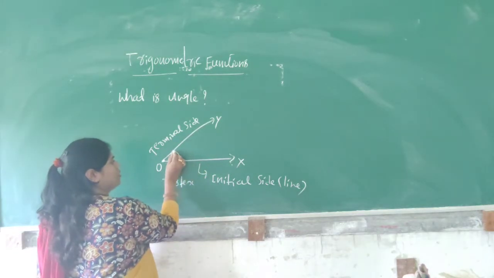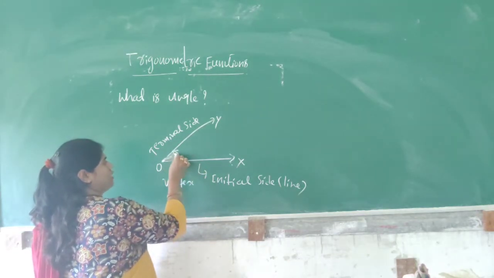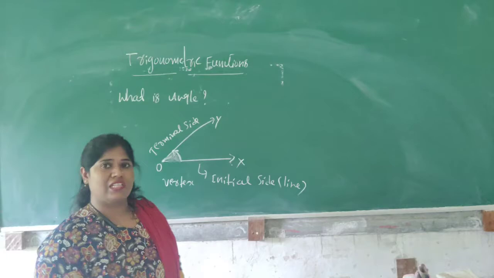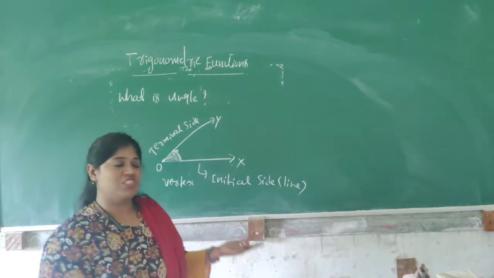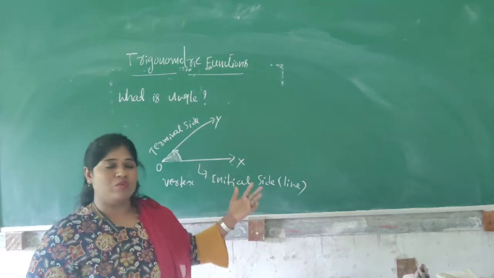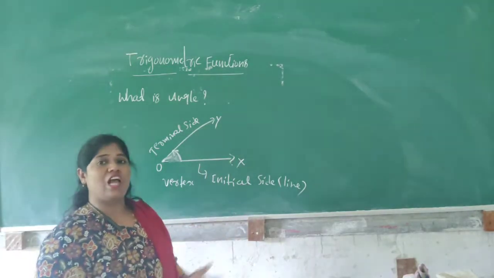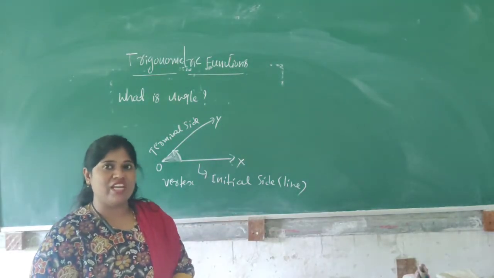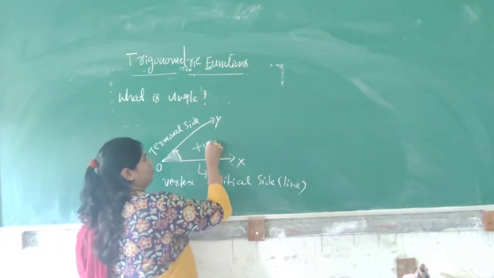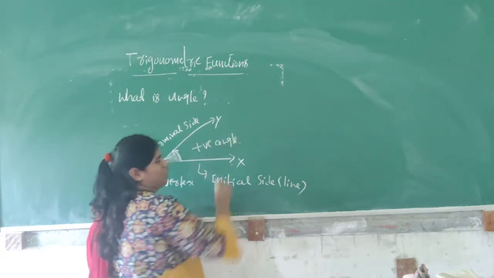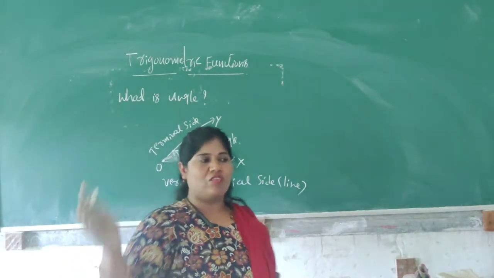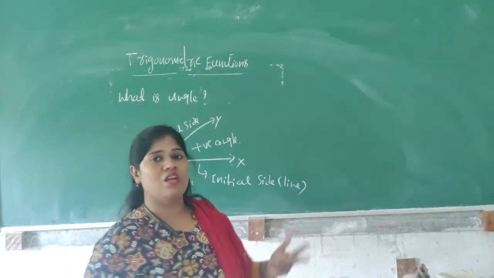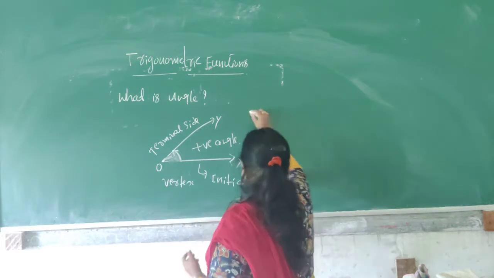How is the angle going to be rotated here? It will be like this. If the rotation is like this, then it is called a positive angle. Angles that are formed by anti-clockwise direction are called positive angles. We already know that if it is in clockwise direction, that is a negative angle.